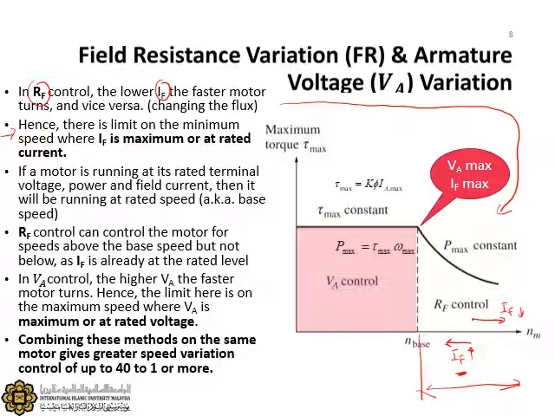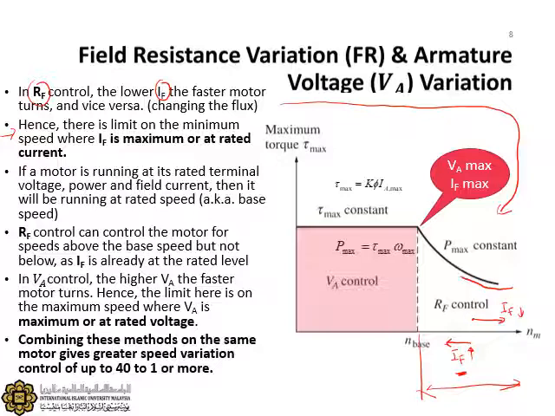There is a limit where you cannot increase IF anymore. If you keep increasing the IF, then the field winding might get too hot and the insulation will break down. So you don't want that to happen. There's a limit, which means that if you look at the graph here, as you go from the right to the left, IF is increasing.